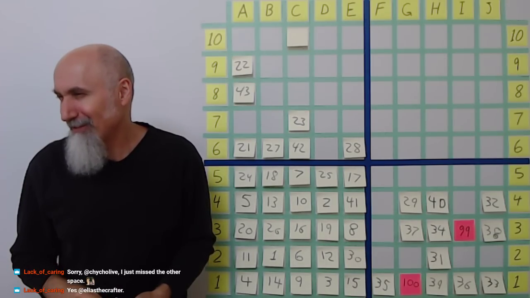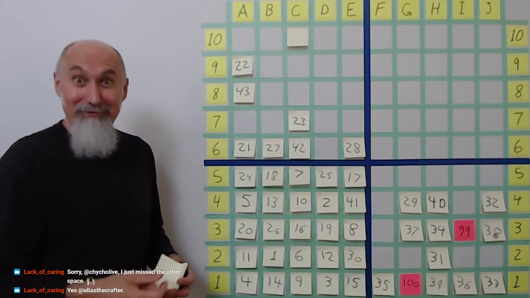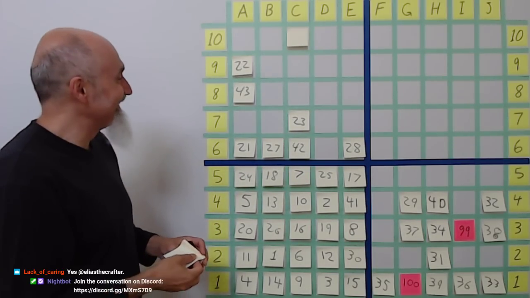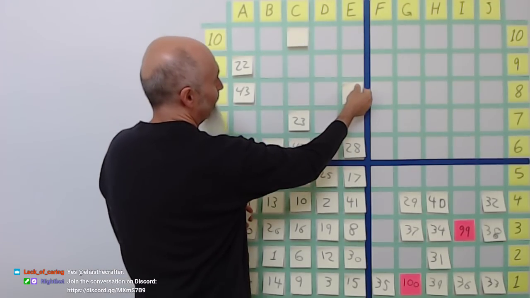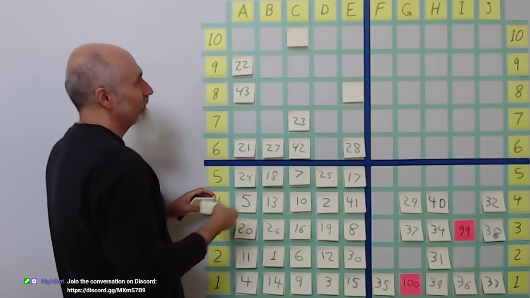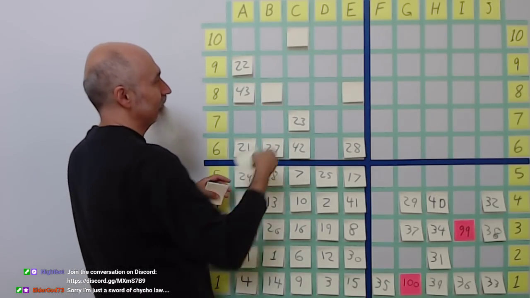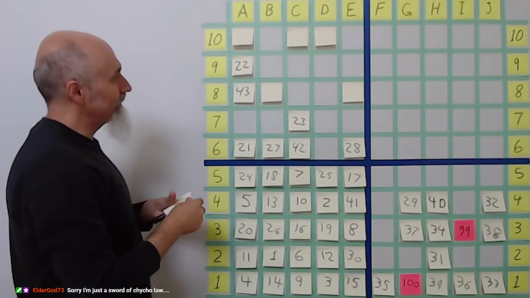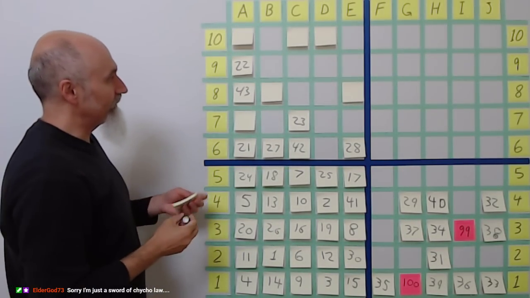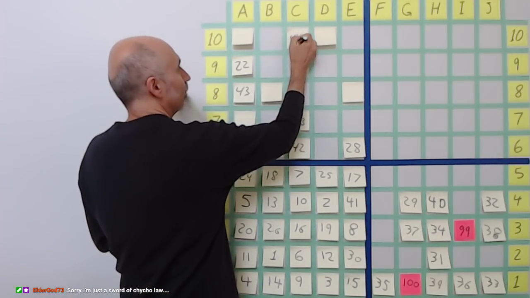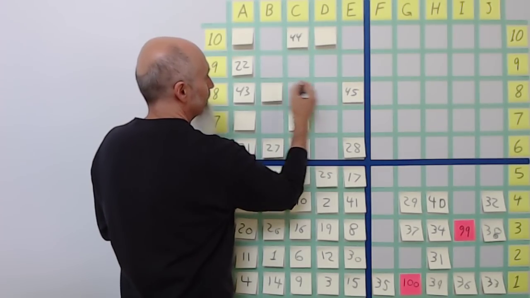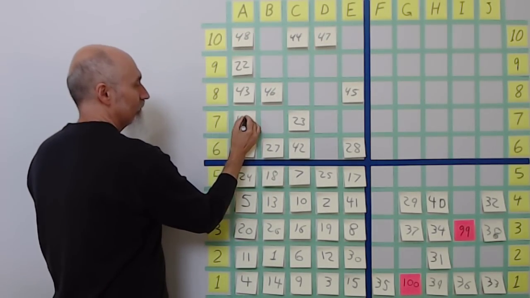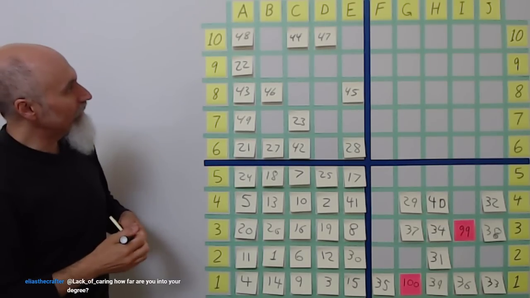Sorry, Chicho. I just missed the other. No worries, Jack. You know how many times I've missed squares? That's why we're doing it together. You guys see stuff I don't see, right? So 43, 44, 45, 46, 47, 48, 49. Where do we go with 50? 43, 44, 45, 46, 47, 48, 49. Where do we go with the rest?